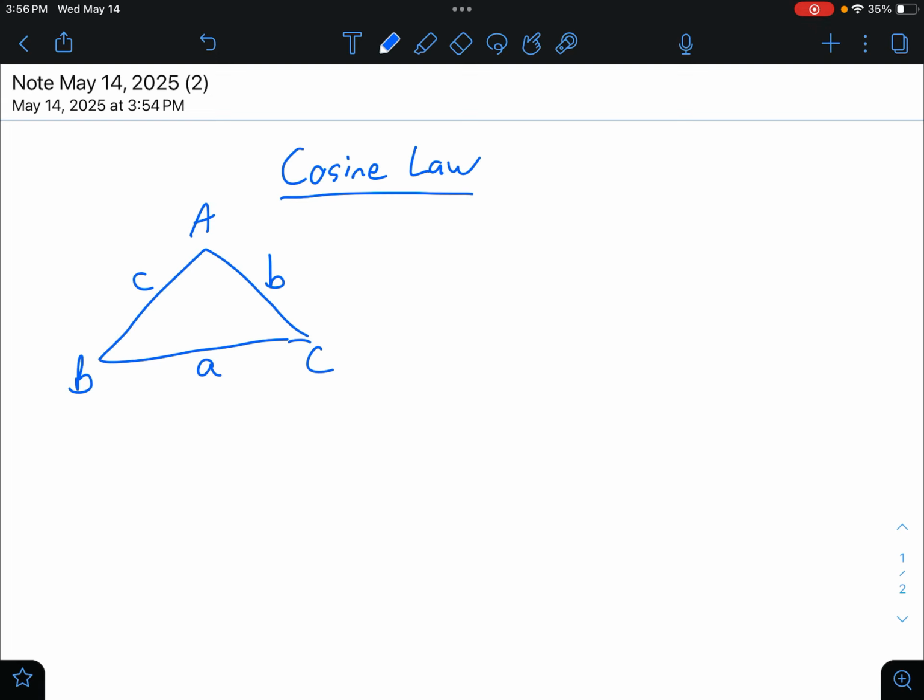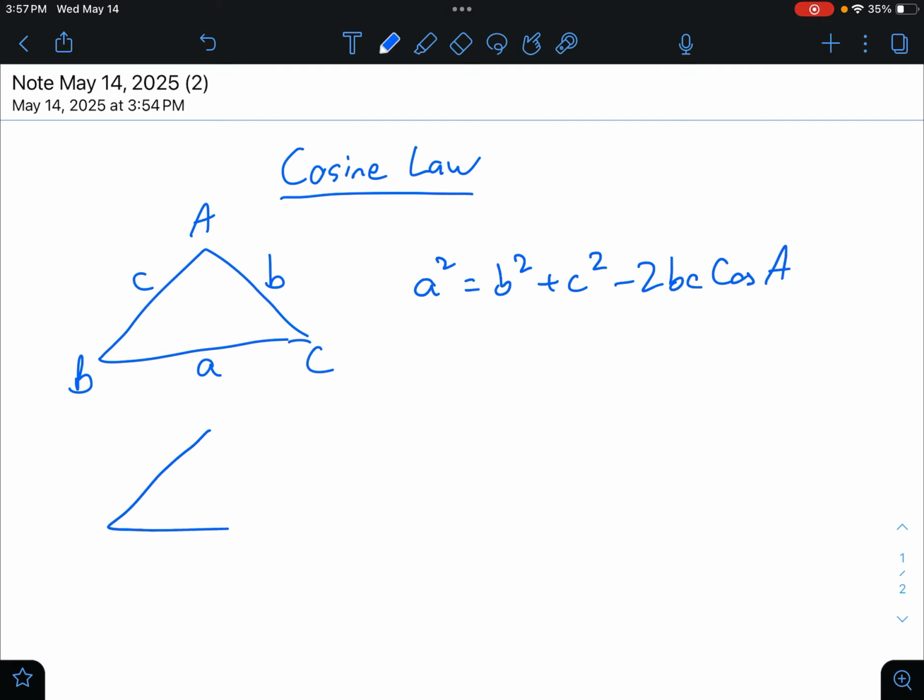So let me write the formula out. The formula for cosine law looks like this: a squared equals b squared plus c squared minus 2bc cos angle A. Now, that formula, in my opinion, is a bit of a pain to memorize. There's a lot of letters happening here, and it kind of fails as soon as you get into a triangle that's not ABC. So let me show you the logic of how you would memorize this formula, and I'll do it with a different triangle.